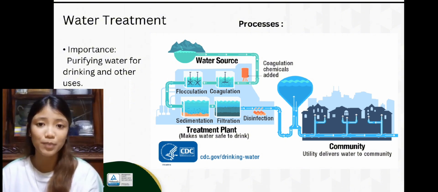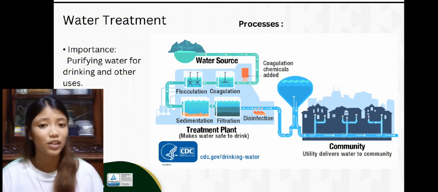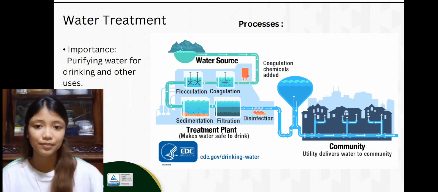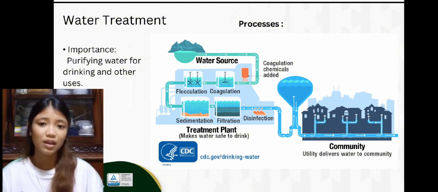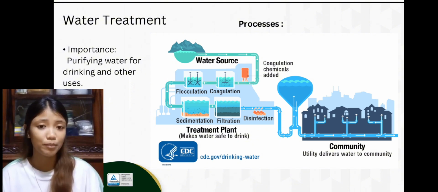Mixing and clumping: special chemicals are added, making dirt and other tiny particles clump together. Think of it like a magnet attracting small pieces of metal. The clumps get heavy and sink to the bottom, making it easier to remove them. The water is then passed through filters made of sand, gravel, and charcoal to remove any remaining particles, and that is what we call filtration. It's like straining your pasta to get rid of the water.